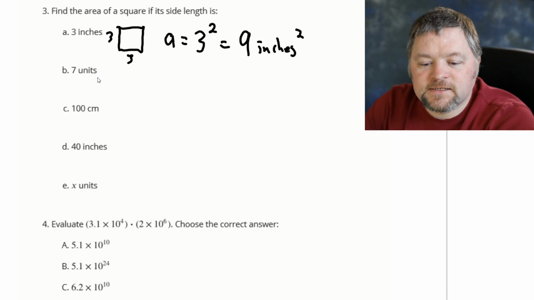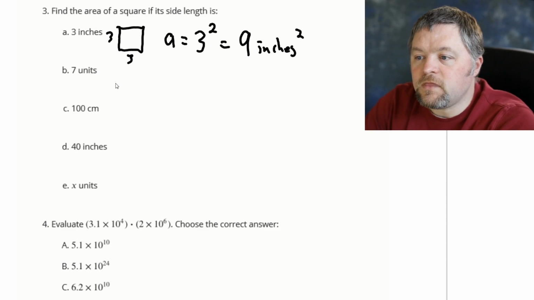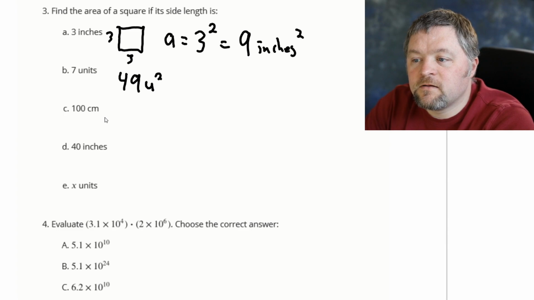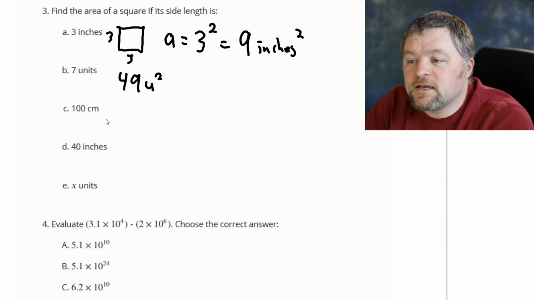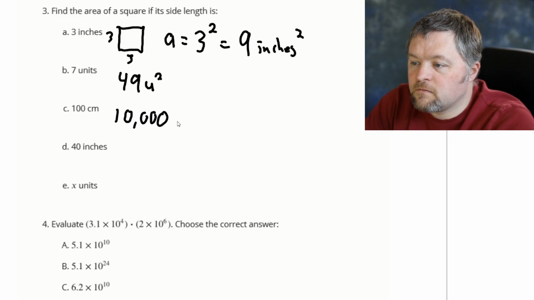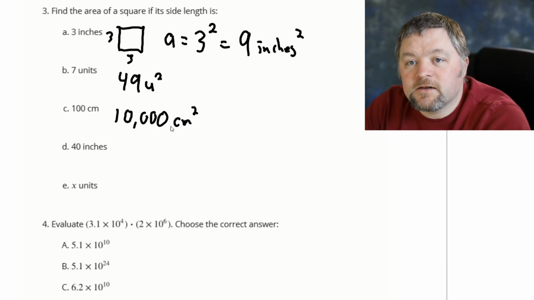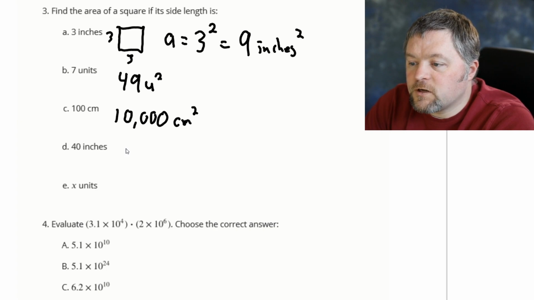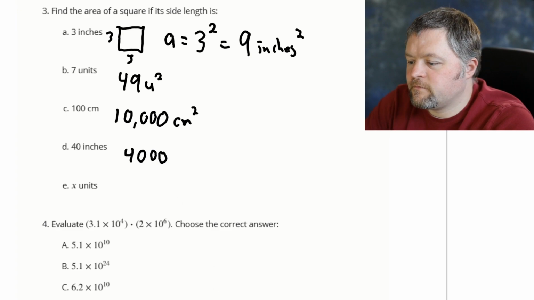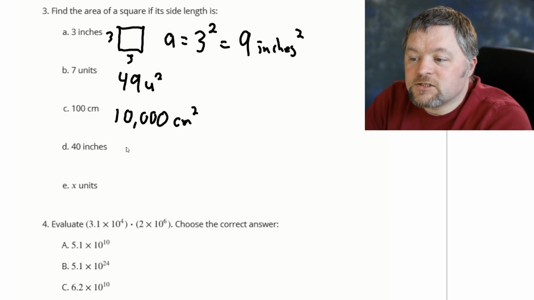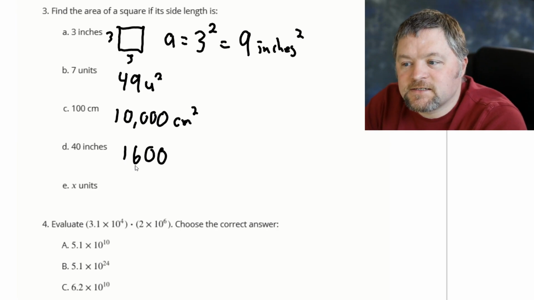Find the area of a square if its side length is 7 units. 7 squared is 49. 49 units squared. Find the area of a square if its side length is 100 centimeters. 100 squared is 10,000 square centimeters. 40 inches. 40 squared is not 4,000. 40 squared is 1,600.